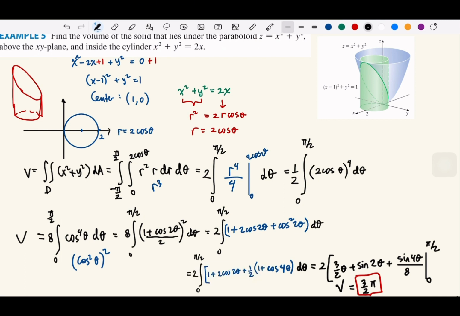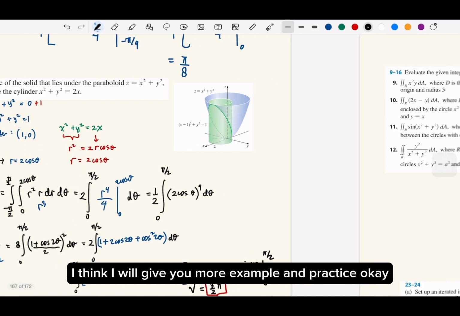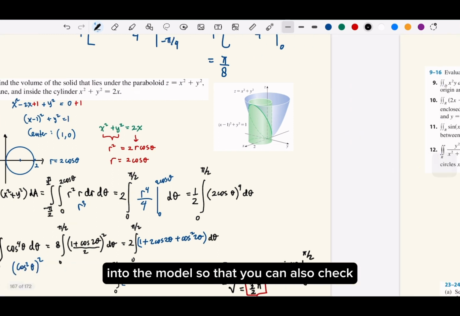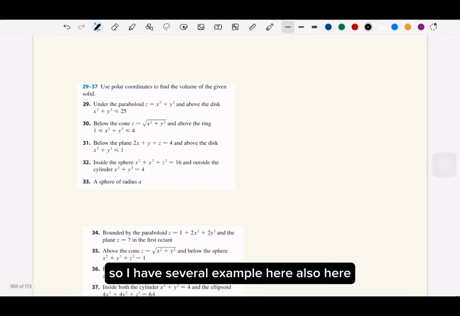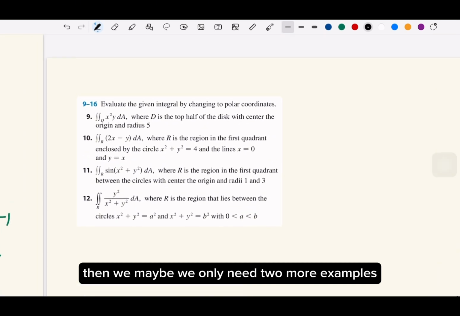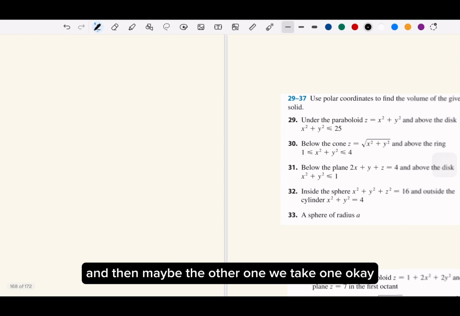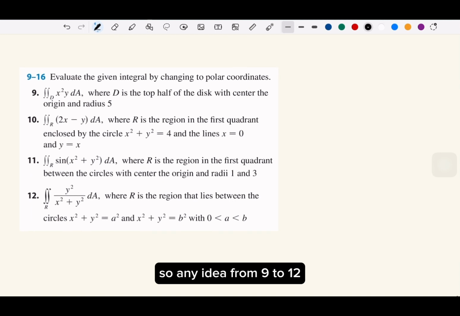Okay, anyway, I will give you more examples and practice. This set of notes I will compile and also put into the Moodle so that you can check. I have several examples here, also here. Then we only need 2 more examples. So let's take one from here, and then maybe take one from the other. Any idea from 9 to 12, which do you prefer?